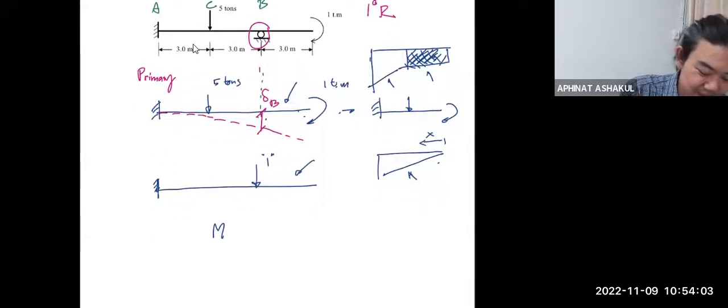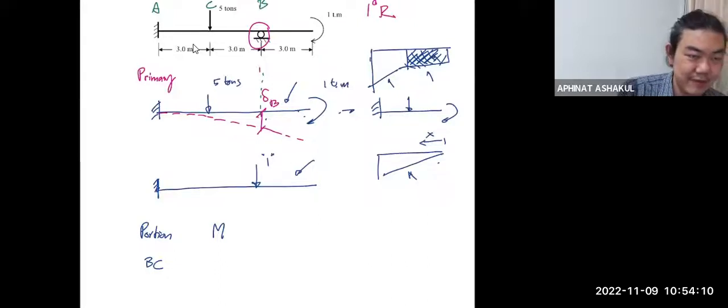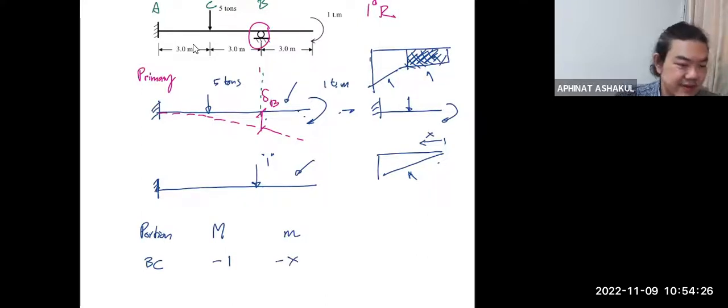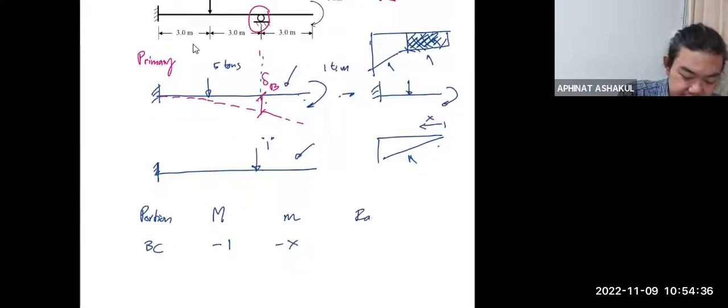So let's say portion BC. I write BC because I tend to tell myself that I'm going to write the moment equation from B. Okay, that's negative moment equal to 1, so that's minus 1. And the small m due to the unit load is going to be minus x, right? Anyone cannot see this? Minus x, right? And minus 1. And range, that's from 0 to 3.